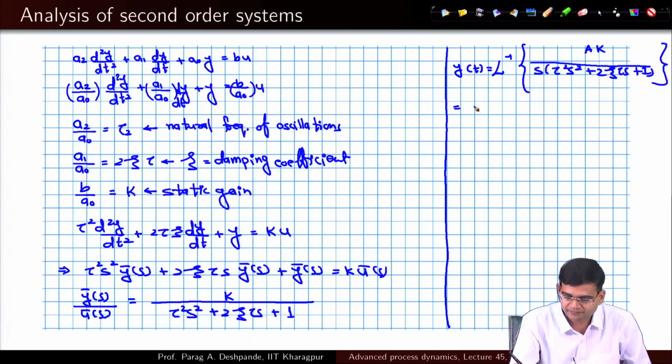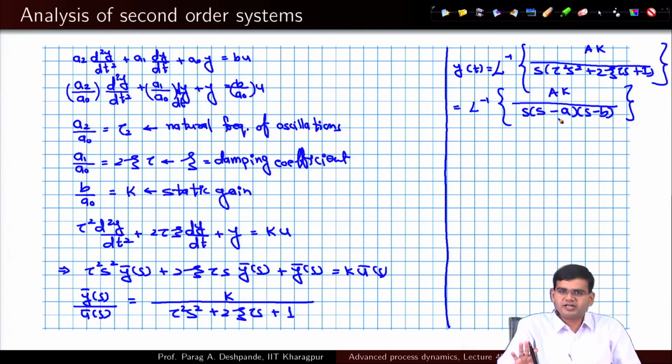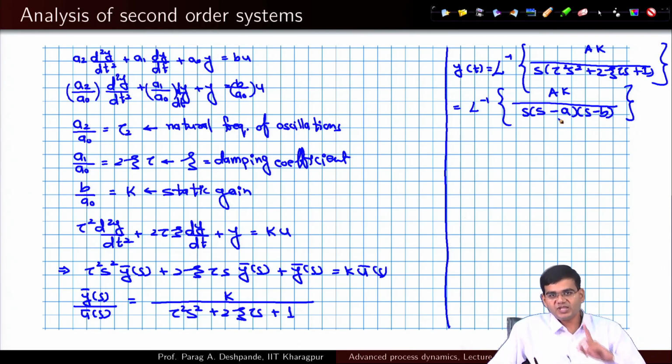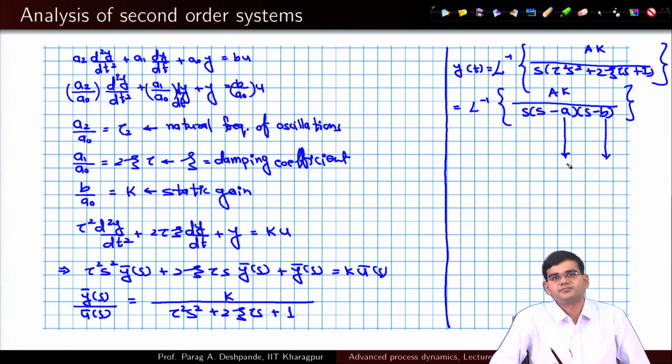So, what will happen? L inverse of A k over s, s minus a, s minus b, assuming that I will be in a position to do this factorization, and this factorization is always possible. Okay. So, I will put this expression in this form, and then I will do further partial fractions, invert it, and determine the response. And when I do that, then depending upon a and b, the roots of the polynomial, I will get different behaviors.